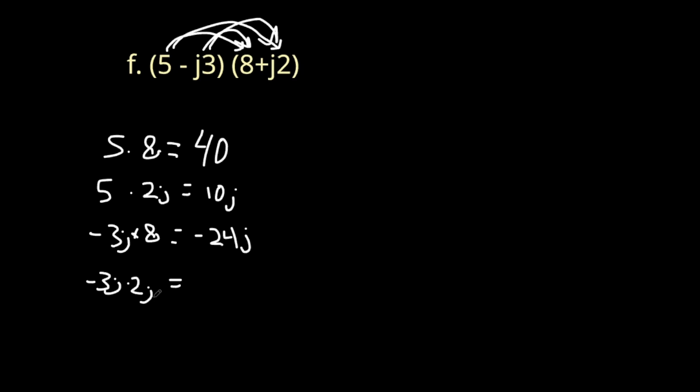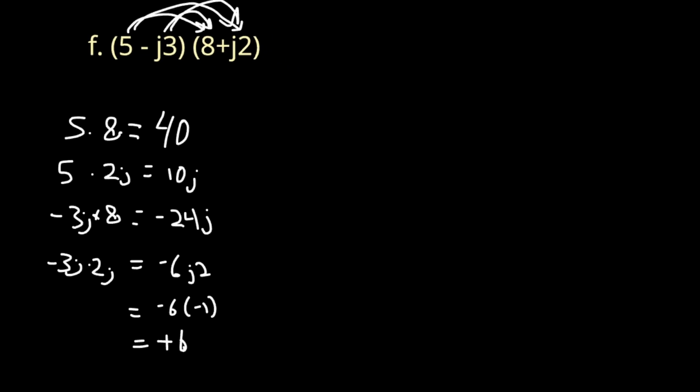And now we're multiplying two j's, okay? So let's do the real numbers first. So negative 3 times 2, which is 6. So negative 6. And then j2. Okay, but if you remember, j2 is the same thing as negative 1. So we can rewrite this as negative 6 times negative 1. And then if we multiply two negatives together, we get a positive. So it would be positive 6.